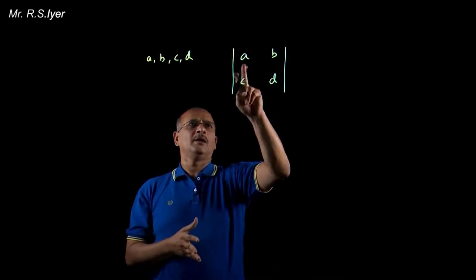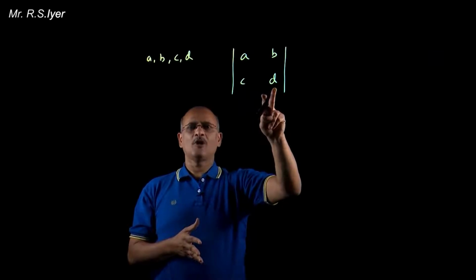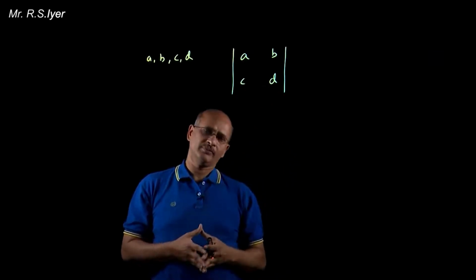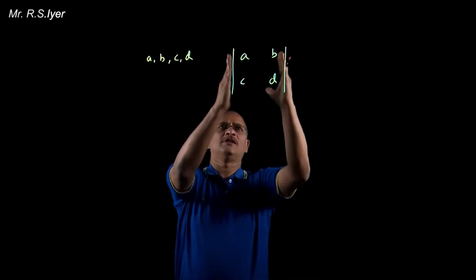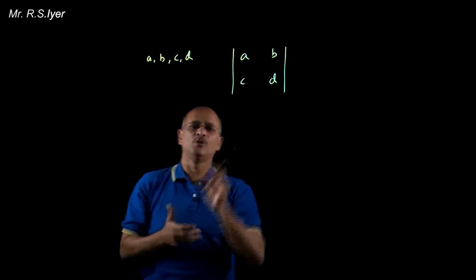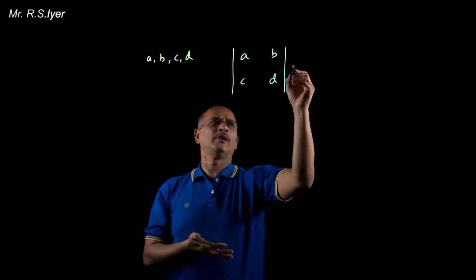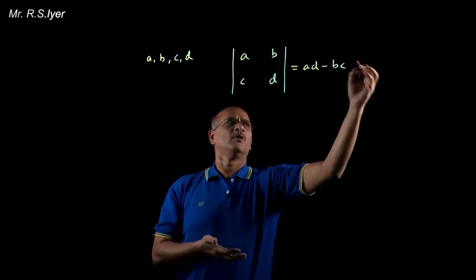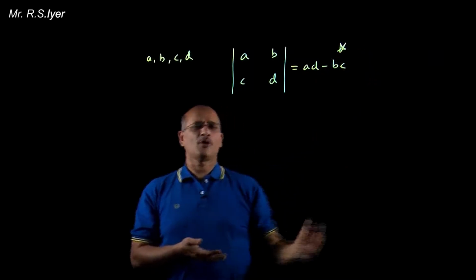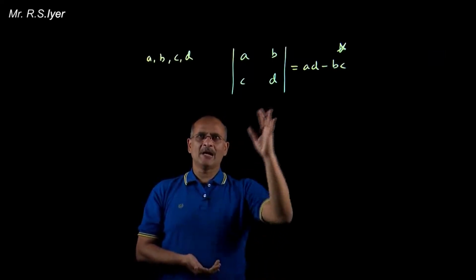The terms which are in the vertical bars are called the elements of the determinant, and the evaluation of this determinant is nothing but a value. How I get the value is by doing AD minus BC. Very, very important. So the beginning happened now with determinant.